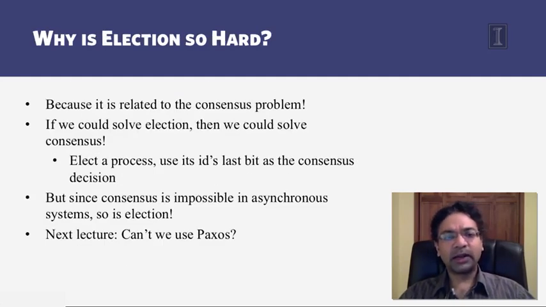Well, that's because it's related to the consensus problem. In fact, if we could solve election, then we could actually solve consensus. How would we do this? Well, a simple way to do this is to elect a process using whatever election protocol you have that guarantees safety and liveness, even under failures. And then you use the leader's ID, you use its last bit, which is either a 0 or 1, as the consensus decision. Because everyone knows who the leader is, they know what the leader's ID's last bit is, and so everyone agrees on the value of the consensus variable.